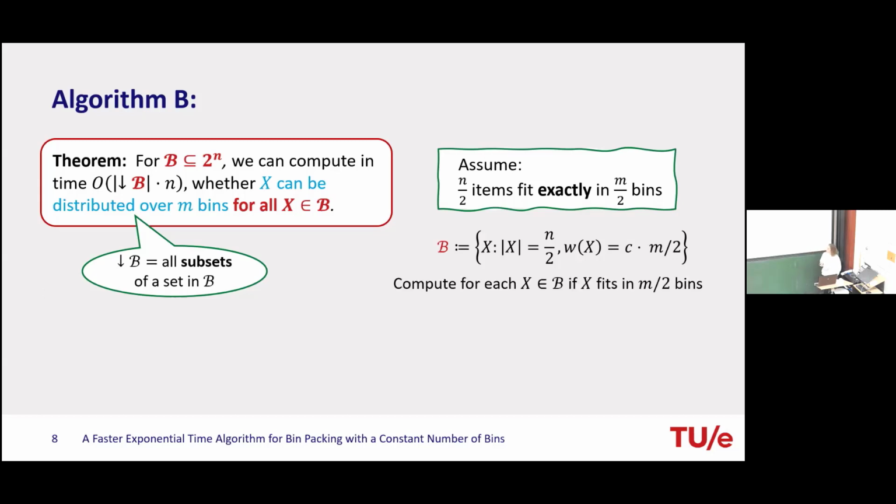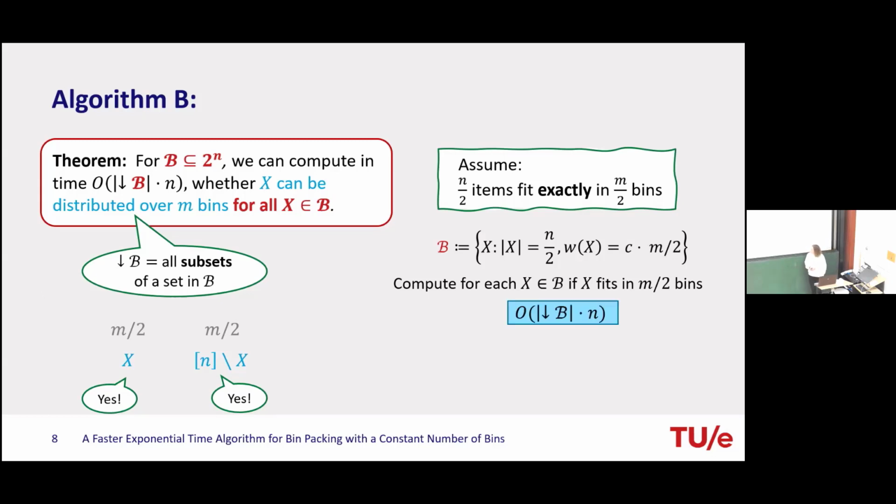And then we use this theorem, and we compute for each of the x's in B whether it fits in m over 2 bins, but we also compute for its complement whether it fits into m over 2 bins. And now if we have for some set that both x can be distributed over n bins and its complement can be distributed, then we know that the whole set can be distributed over n bins. So we have yes.